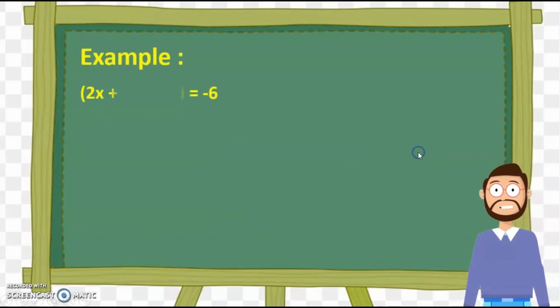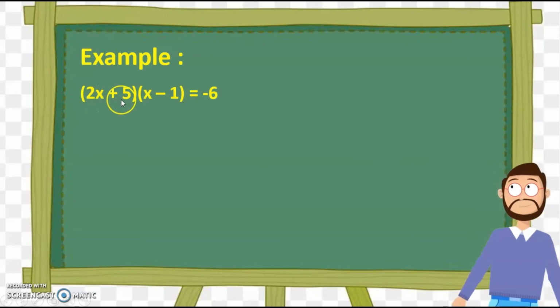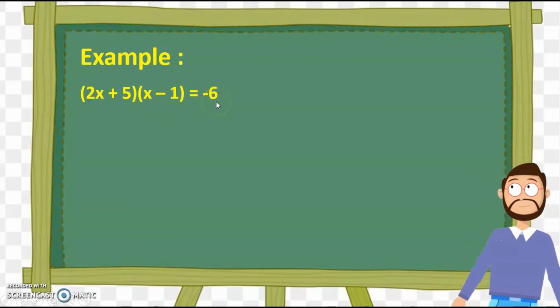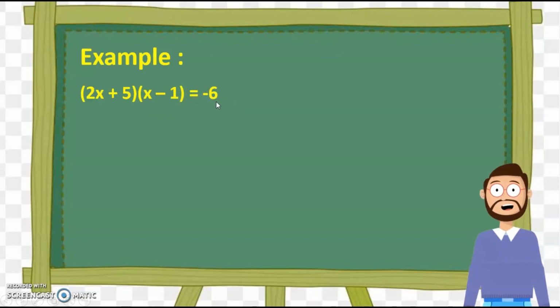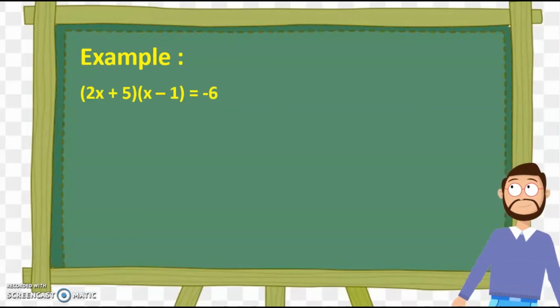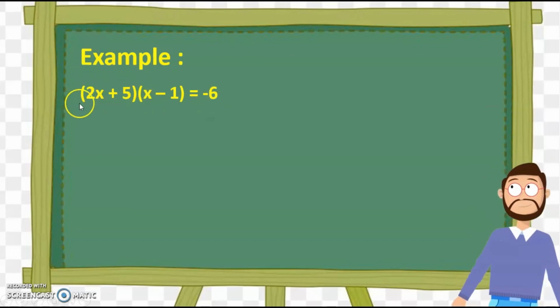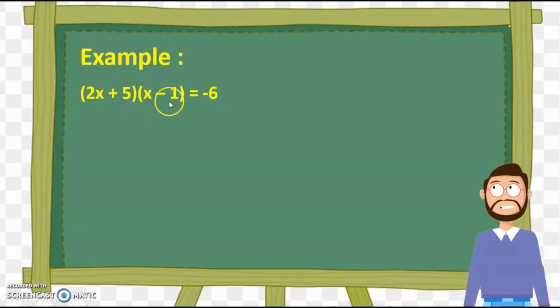Okay, last example. We have here the quantity of 2x plus 5 times the quantity of x minus 1 equals negative 6. So this is also an example of a quadratic equation, but it is not written in standard form. So again, to rewrite this into standard form of a quadratic equation, we have to expand the product on the left side of the equation.